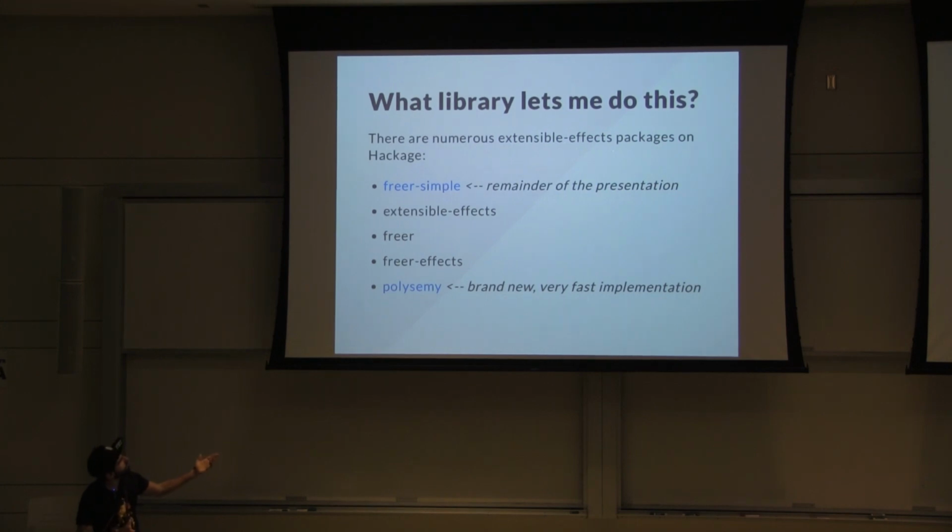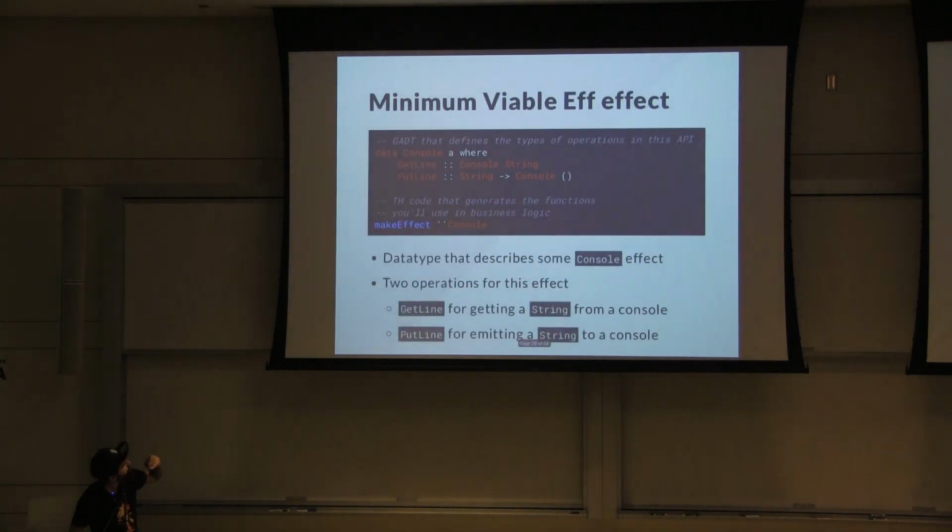So what libraries will help me do this? Well, the one that I've been using most recently is Freer-simple. There are a few other ones. I can't really comment on whether they are better or worse, so use at your own discretion. But I can personally attest to the fact that Freer-simple is nice to use and works well enough in production. But I also want to point out this one on the bottom, Polysemy. It's a very, very new implementation by Sandy Maguire, and one of the things that we'll talk about later is that Freer-simple can incur a non-trivial performance cost. And Polysemy fixes some of that.